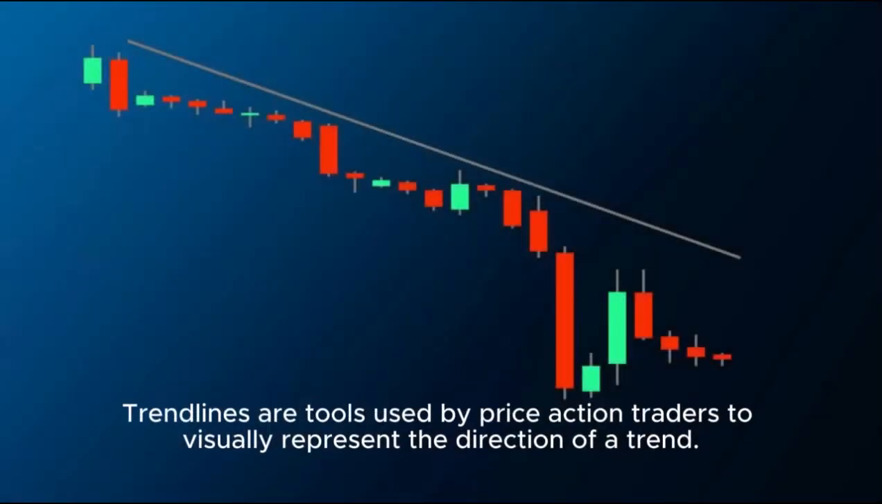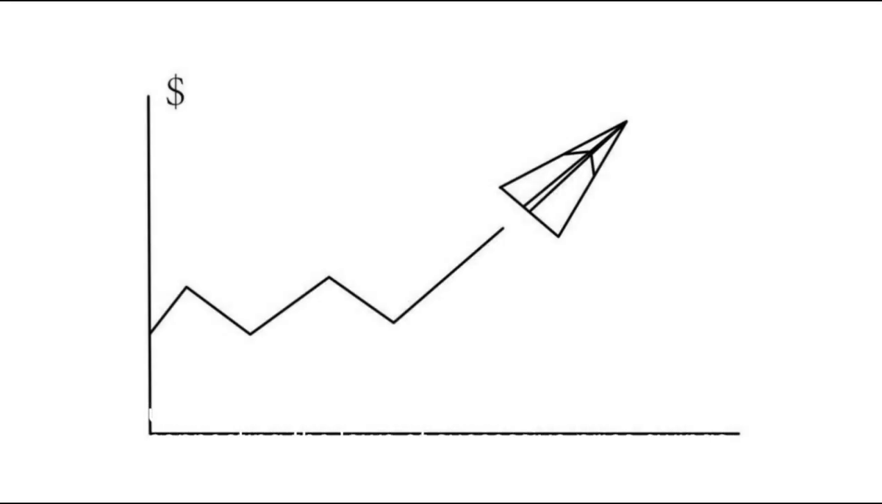Trend lines are tools used by price action traders to visually represent the direction of a trend. An uptrend is typically defined by drawing a trend line connecting the lows of successive price swings. In a downtrend, the trend line is drawn by connecting the highs of successive price swings.